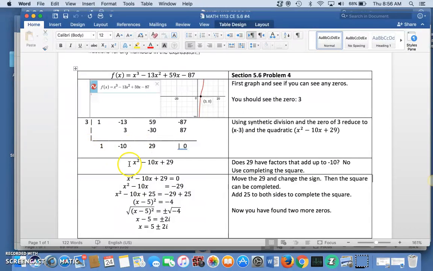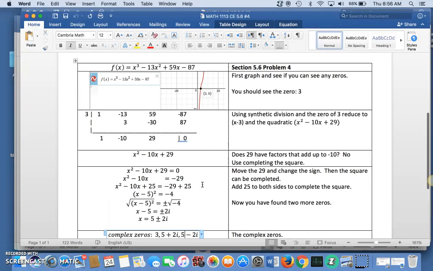Now, this stands for x squared minus 10x plus 29. We're going to set that equal to 0 and try to solve it. Does it factor? No. So what can we do? We can complete the square. What is half of 10? It's 5, and 5 squared is 25. We add it to the left, and we also add it to the right.